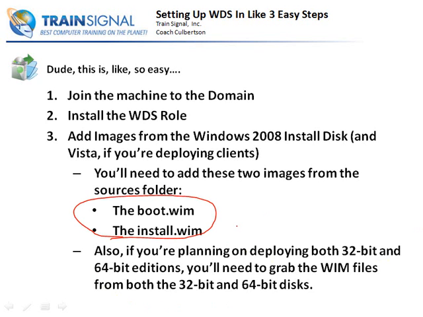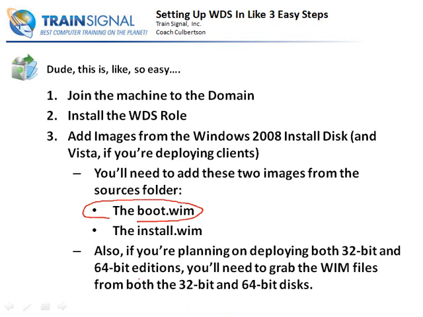Now, the boot.wim allows you to boot up the blank machine into deployment services mode. The install.wim contains the actual operating system that you're going to be installing. Now, big note here, if you're planning on deploying both 32-bit and 64-bit editions, you need to grab the WIM files from both the 32-bit and the 64-bit disks. And that also includes the boot.wim.